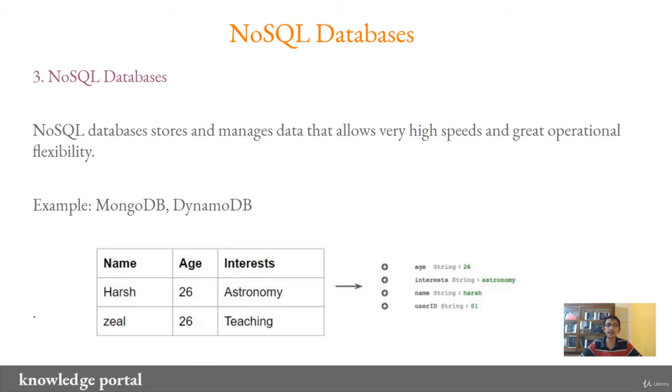The third popular type is also referred to as NoSQL databases. NoSQL databases store and manage data in a way that allows very high speeds and great operational flexibility. Some common popular examples are MongoDB, and if you go into the AWS world, it is DynamoDB. So instead of storing the data in the form of tables which consist of rows and columns, you store it in various other forms, like key value pairs, in NoSQL databases.